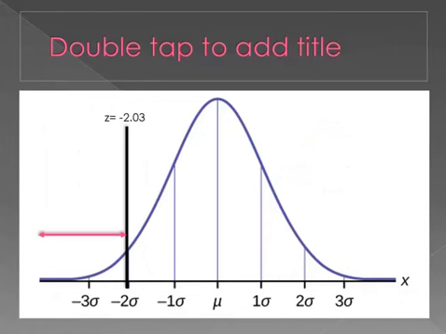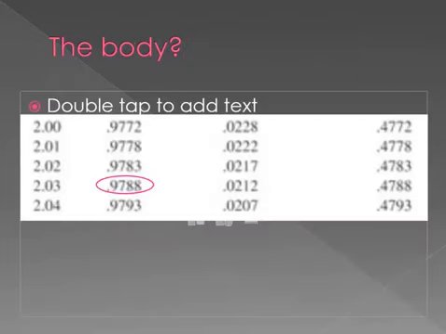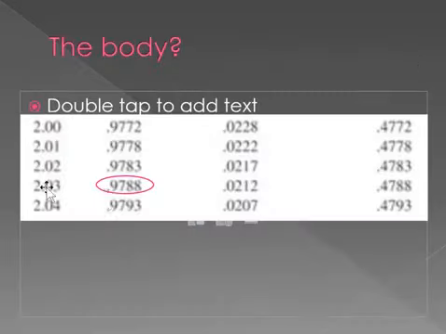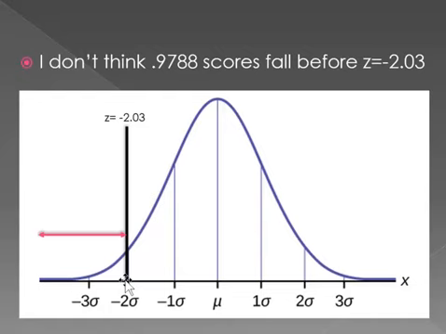Okay. Let's say I want to find the proportion of scores below a z-score of negative 2.03. What column would I look in? Would I look in the body? Well, that says the proportion is 0.9788. Well, let's look at our figure again. I know that the entire distribution has a proportion of 1.0000, right? So a proportion of 0.9788 is awfully close to the entire distribution, right?